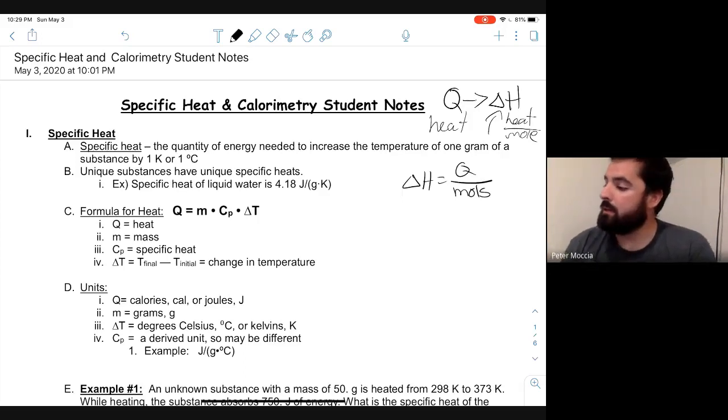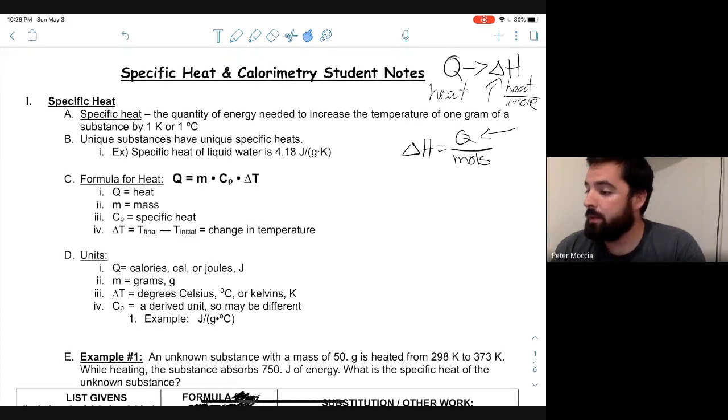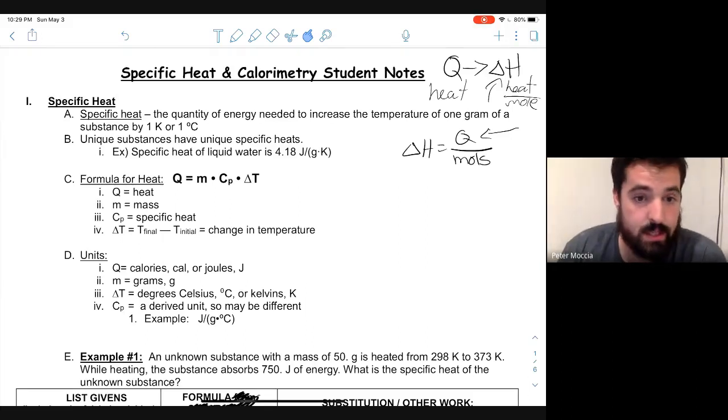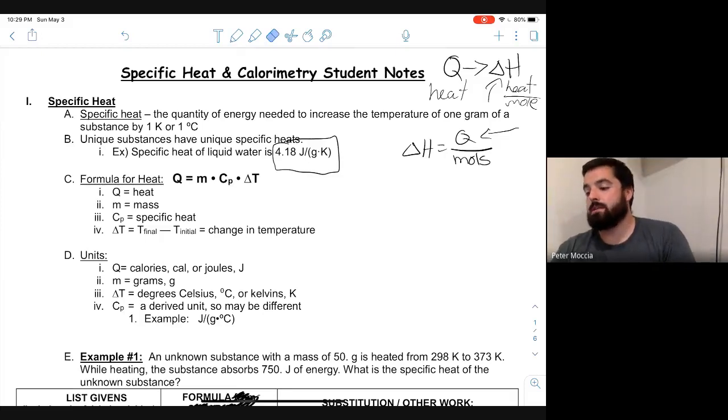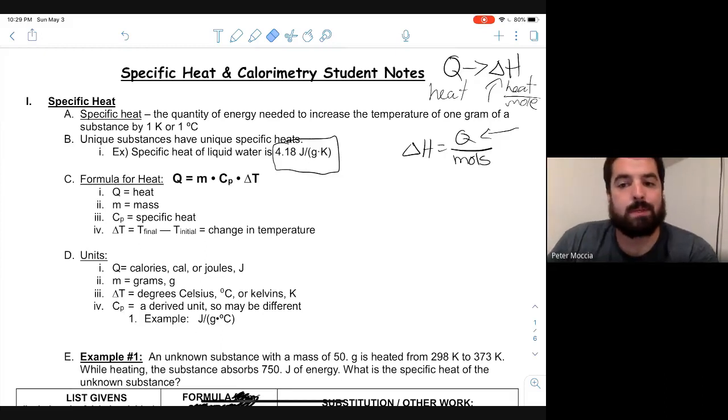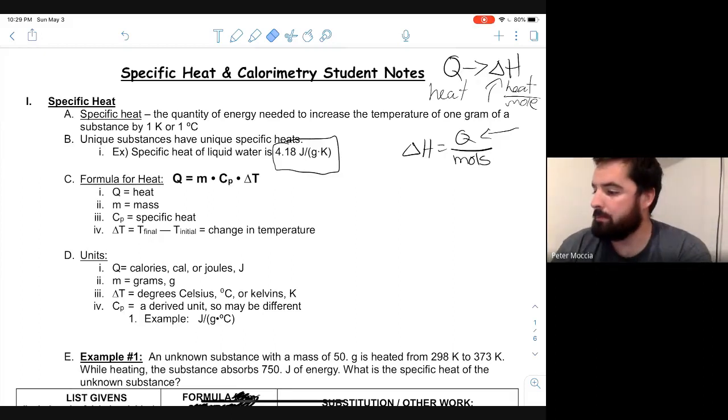So today we're going to talk a little bit about Q and how to find Q. So first, before we do that, we want to talk about specific heat. Specific heat is the quantity of energy needed to increase the temperature of 1 gram of a substance by 1 degree Celsius. Okay, and the specific heat of water is 4.18 joules per gram degrees Celsius. Okay, or sometimes it's written as joules per gram Kelvin. Most of the time, I'll give you the temperature in degrees Celsius here because that's what our thermometers will measure.